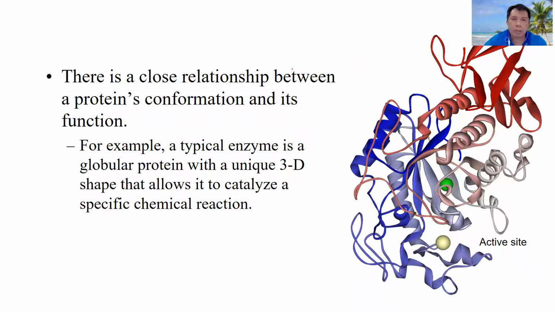There is a close relationship between a protein's conformation and its function. For example, a typical enzyme is a globular protein with a unique 3-dimensional shape that allows it to catalyze specific chemical reactions. Here is the active site. If I'm not mistaken, this is an amylase.